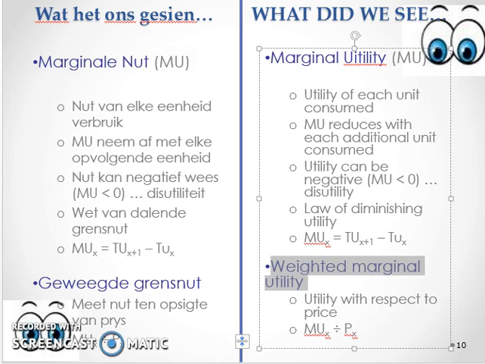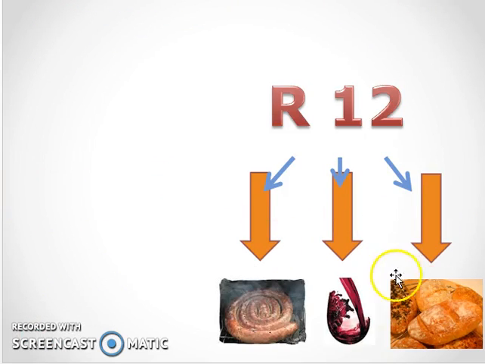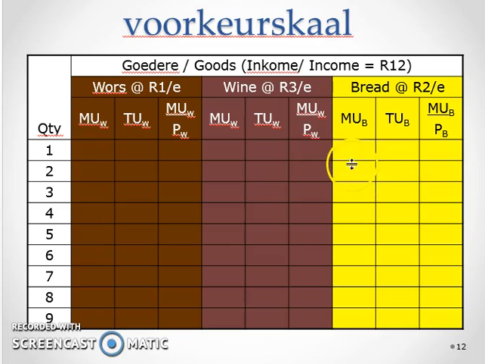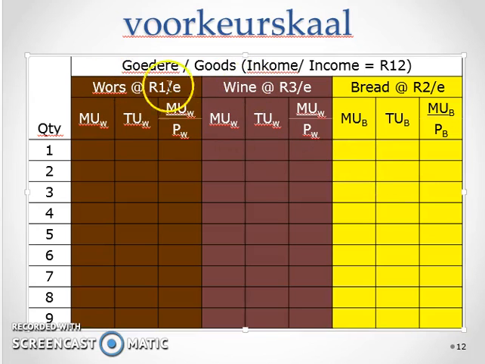So what is weighted marginal utility? We take the marginal utility and we divide it by the price. So for each individual good, we take the marginal utility and divide it by the price. This gives the consumer some idea of the value for money that they receive from each unit or service. We do this for each individual product or good. For example, we have 3 goods. We need to decide, we have meat, we have wine, we have bread.